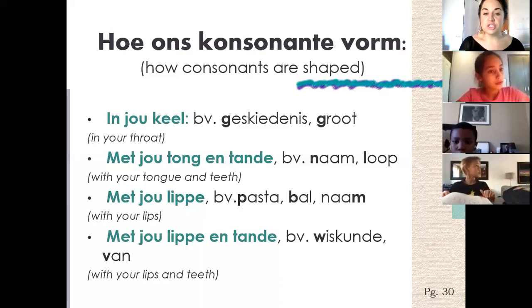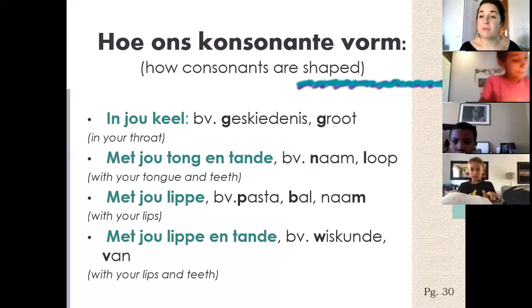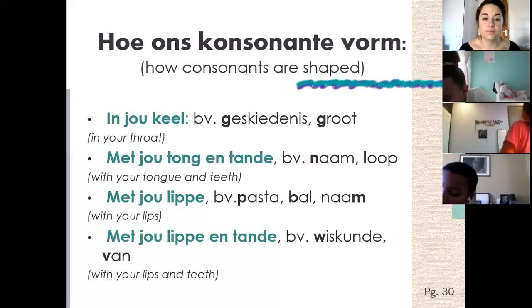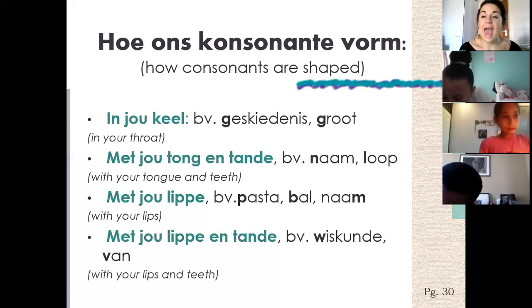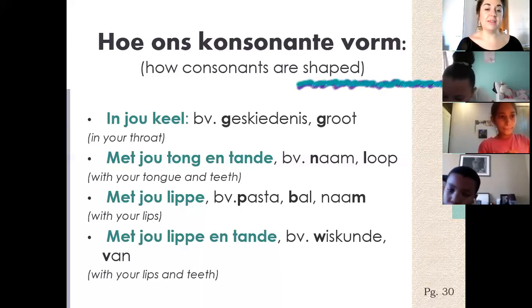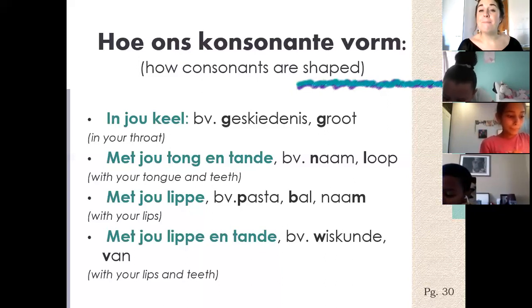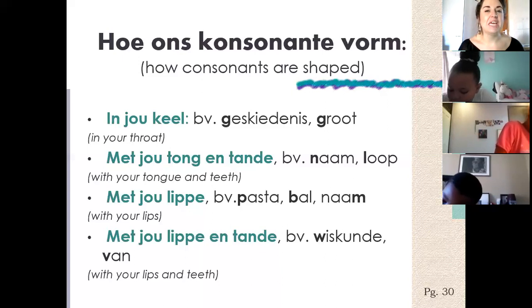Now the third dot you're going to underline, met jou lippe, which means with your lips. Your lips. Got it. And then the fourth dot you're going to underline, met jou lippe en tande, with your lips and your teeth. Tongue. Teeth.